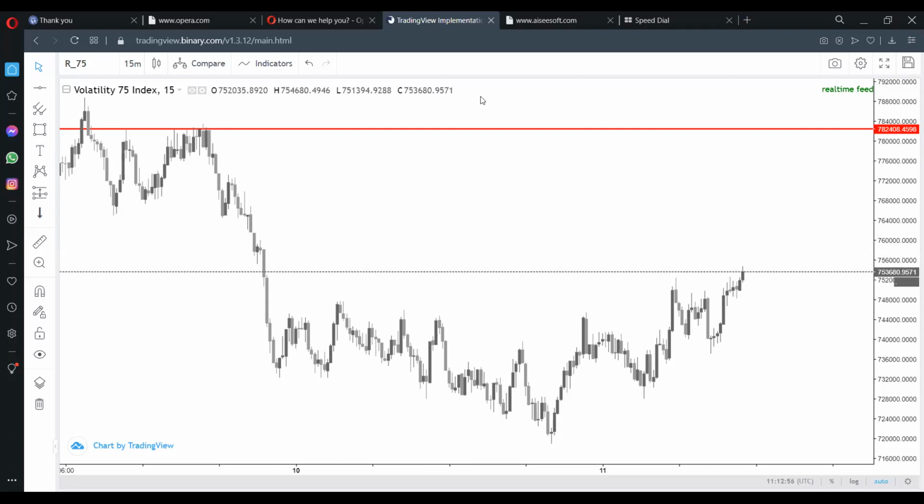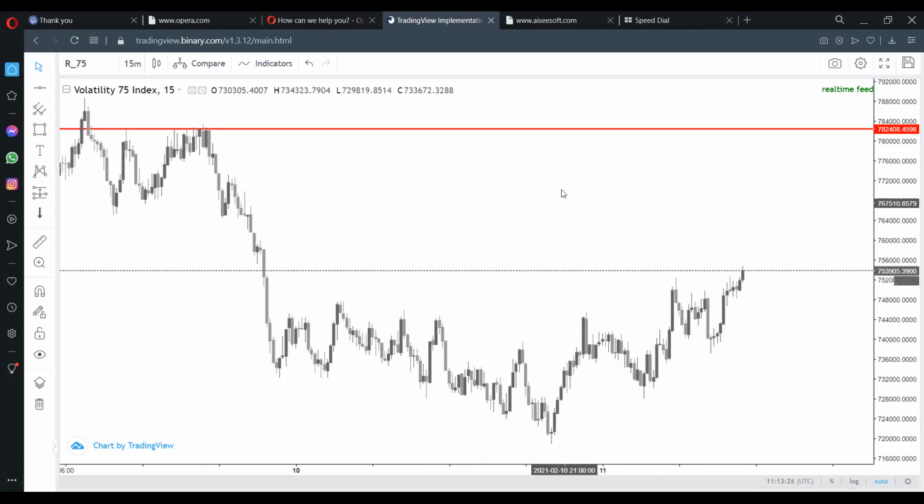We are just going to have a short review on how you can time your entry on VIX 75, especially VIX 75 or all the indices. How you can time your entries.